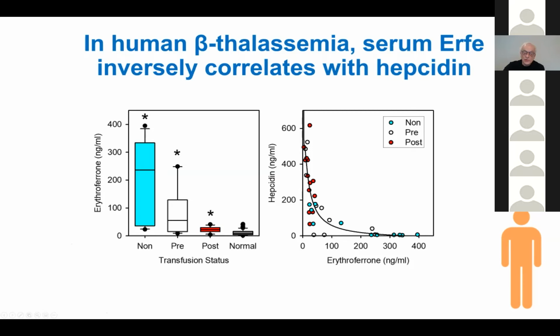A transfusion-suppressed erythroid regulator. And in fact, if you plot erythroferrone versus hepcidin, you get this hyperbolic curve in which the higher the erythroferrone in these patients, the lower the hepcidin, and interventions that lower erythroferrone end up raising hepcidin. So there is an inverse relationship in human patients with beta thalassemia between erythroferrone and hepcidin.